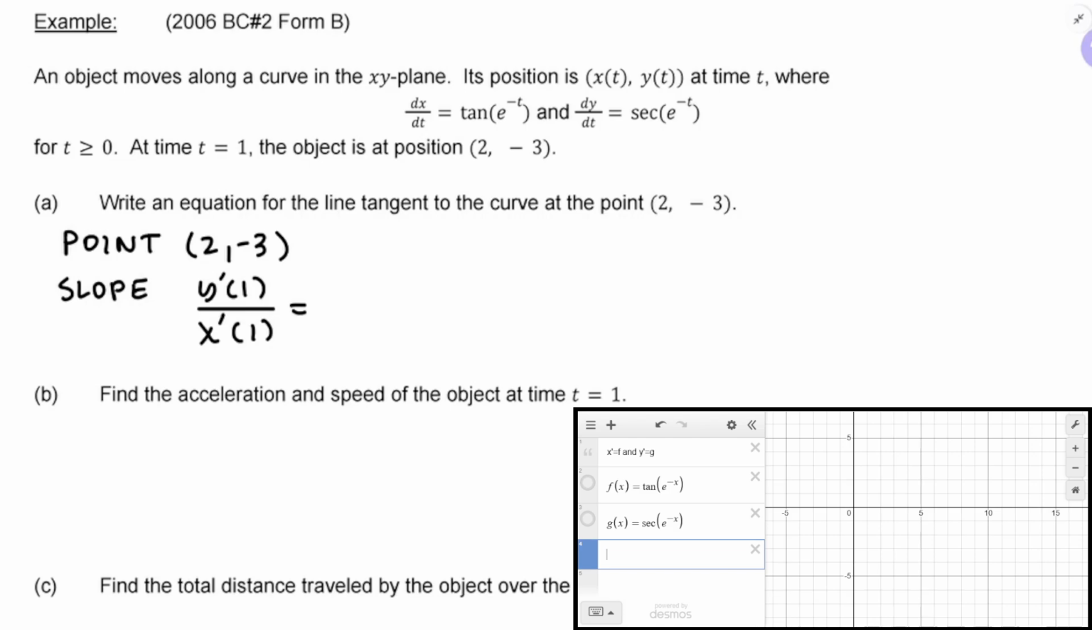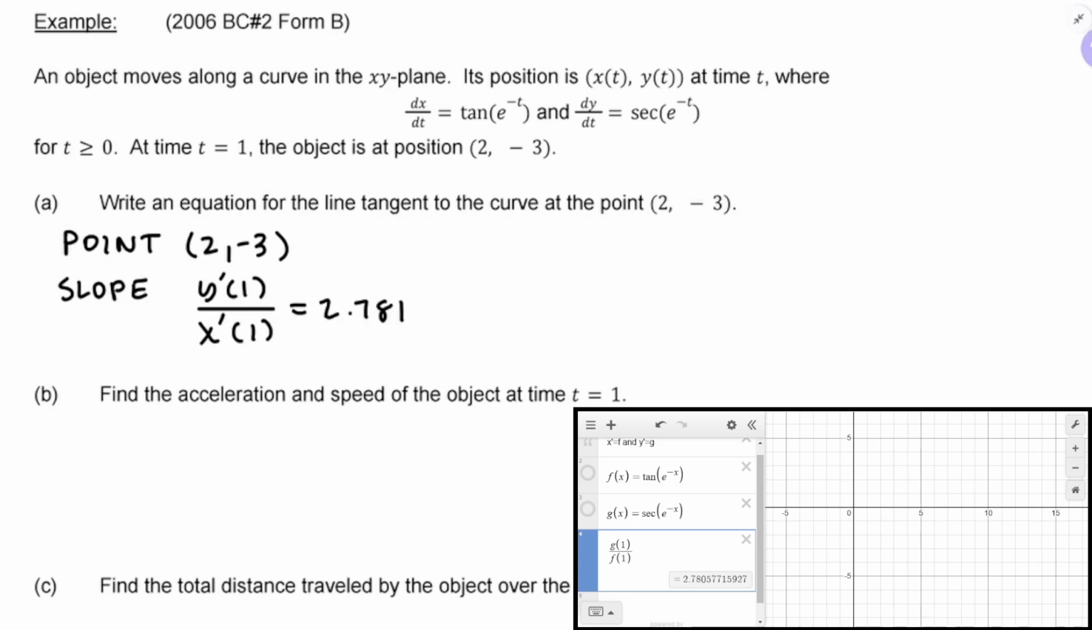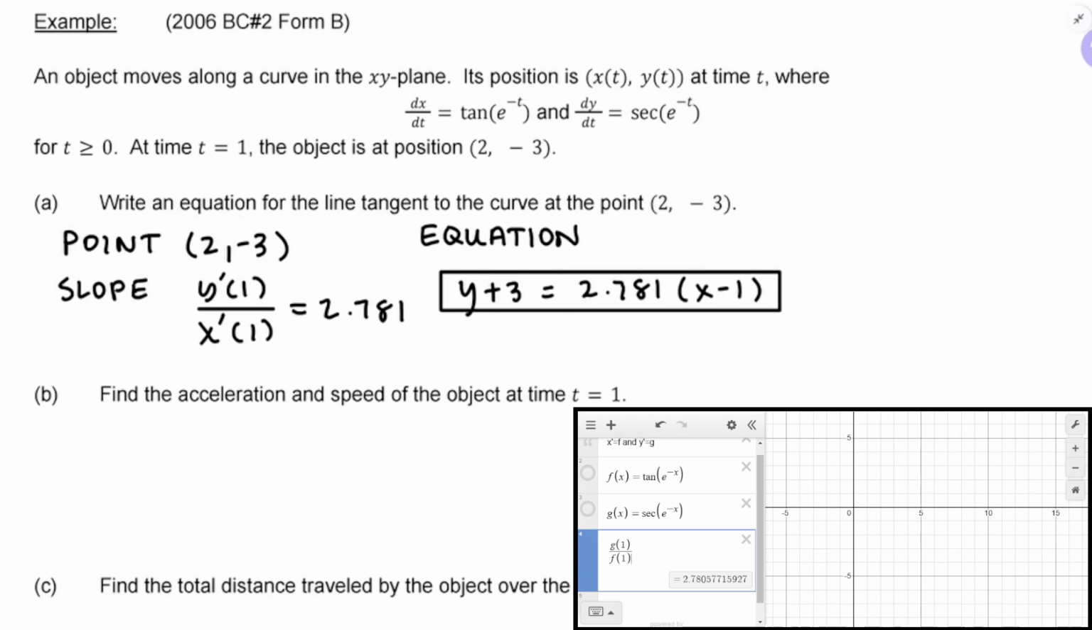So I'm going to go here. Y prime of 1 would be g of 1 divided by x prime of 1, which is f of 1. I get 2.781. I report that, and then my equation will be y minus -3 equals 2.781 times x minus 1.